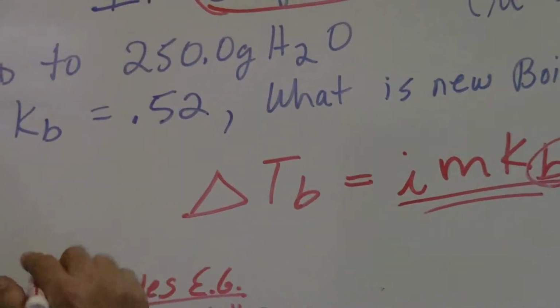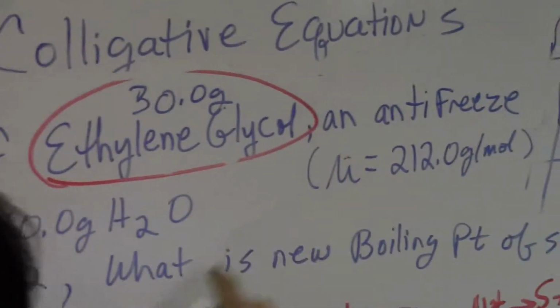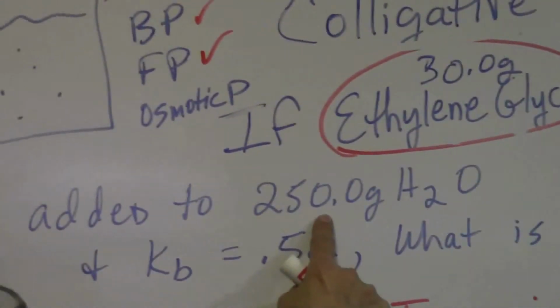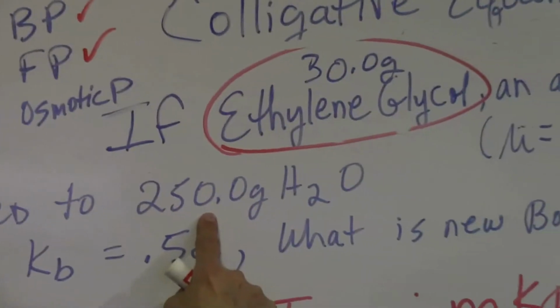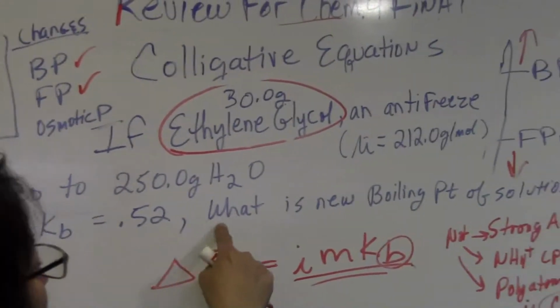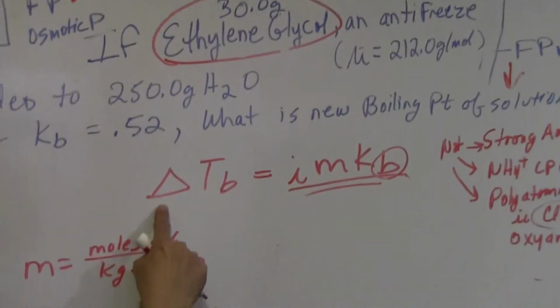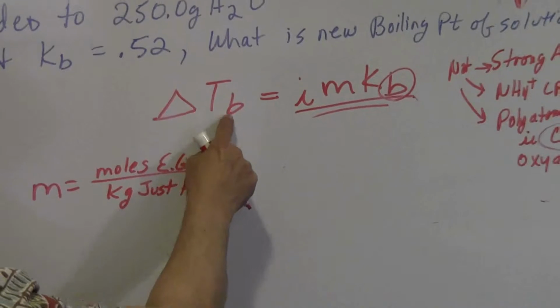So here's our example. If 30 grams of ethylene glycol, an antifreeze, is added to 250 grams of water, and they give you the K sub B as 0.52, what is the new boiling point? Well, let's start with our boiling point formula. The change in boiling point.